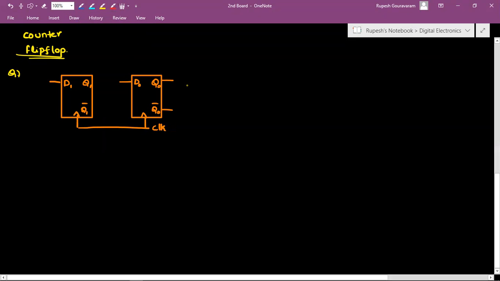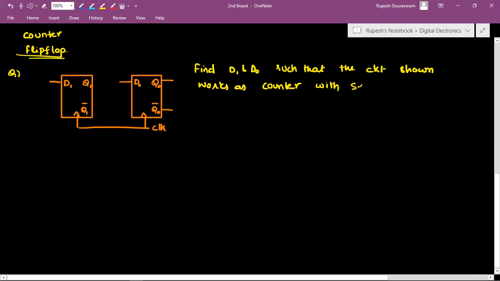And the question goes like this. Find D1 and D0 such that the circuit shown works as a counter with sequence 0 to 2 to 3 to 1 to 0. Okay, this is the question.